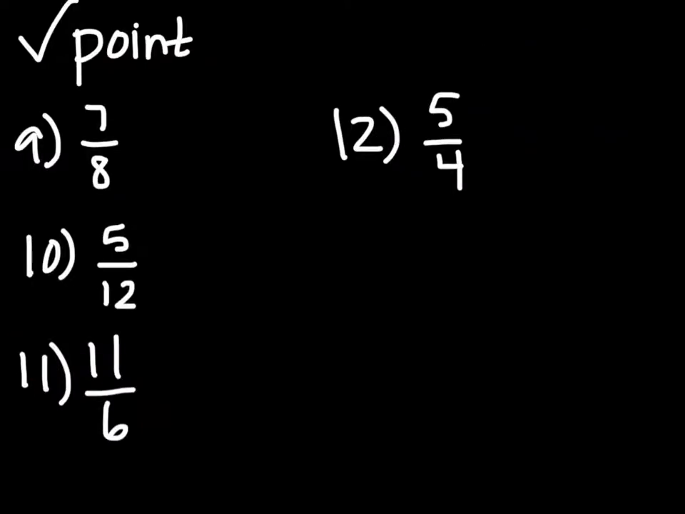Here are some more checkpoint problems. Write each of these fractions as a percent. We have one last problem to work together, one last set of checkpoint problems, and then we're finished with 7.3. So press pause while you work, and I'll see you in a moment.